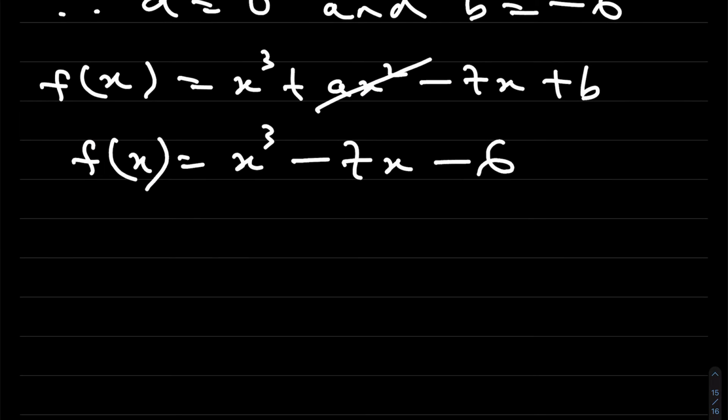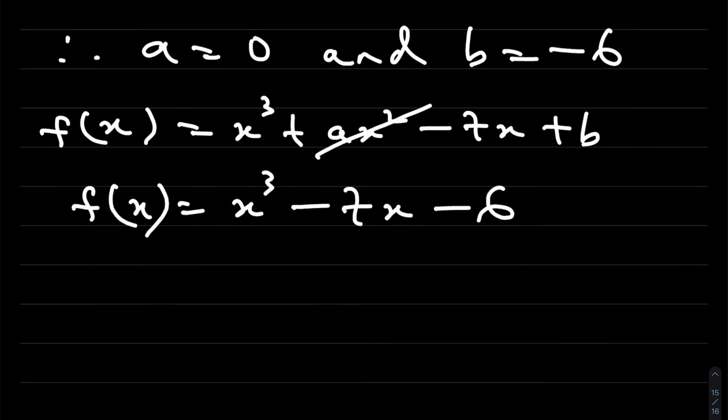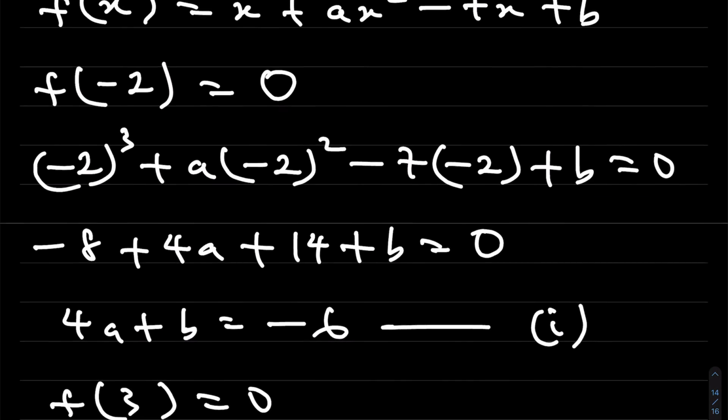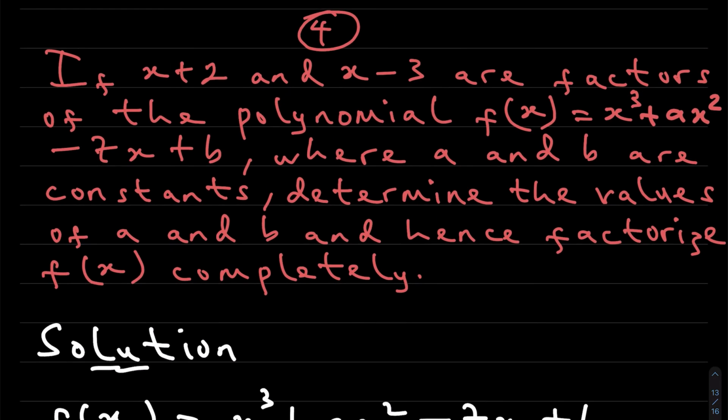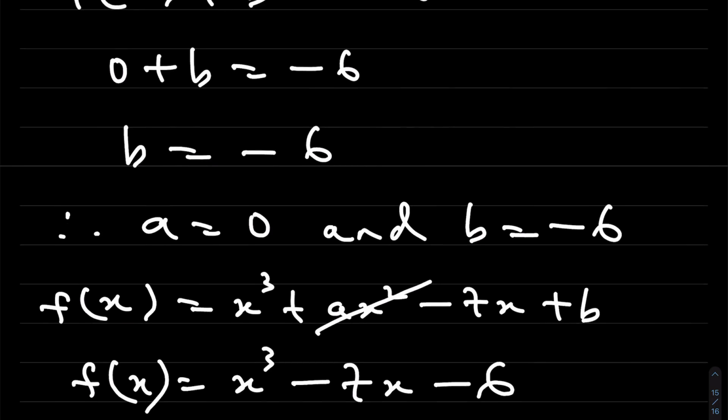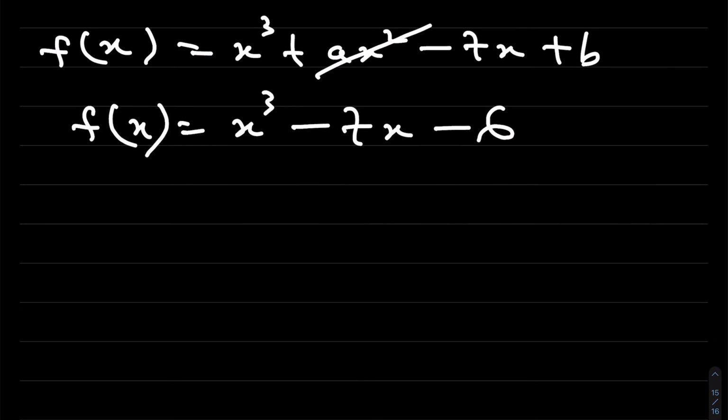How do we factorize it completely? We know some of its factors already. X plus 2 and x minus 3 are its factors. So we only need to find the third factor. We can do that in different ways. We can multiply x plus 2 by x minus 3, and we now divide f of x by this product.